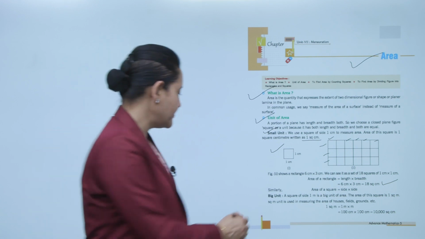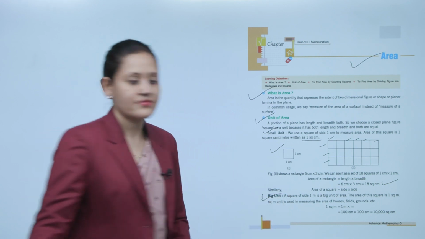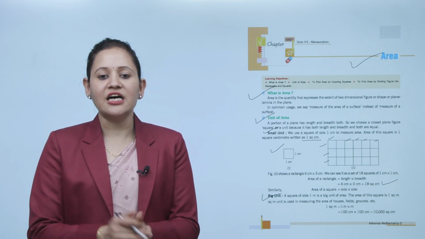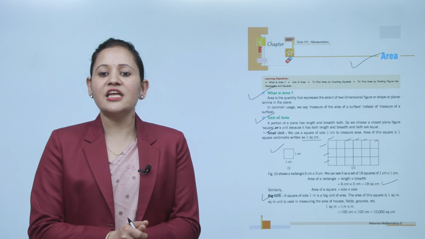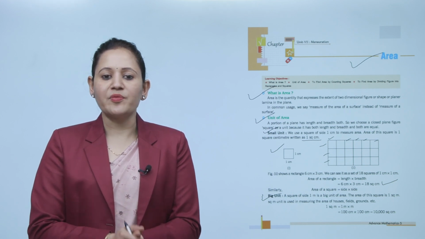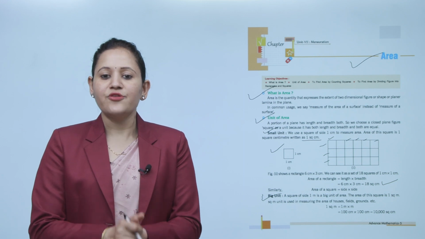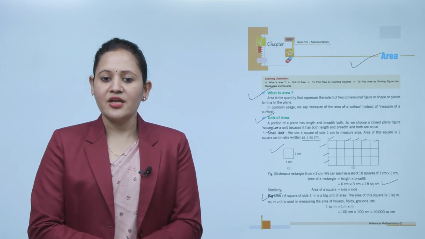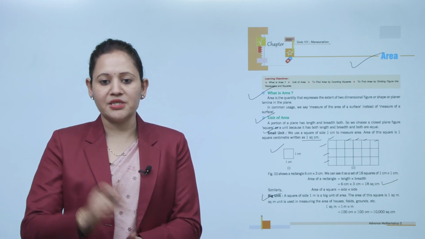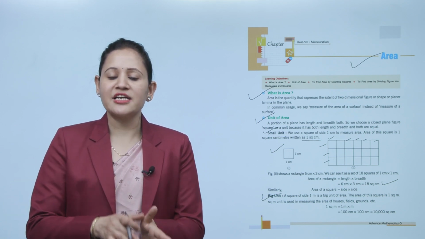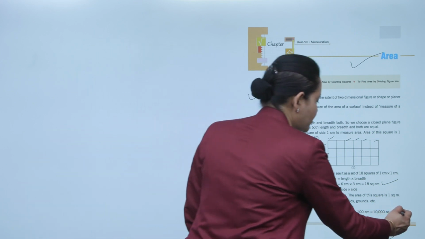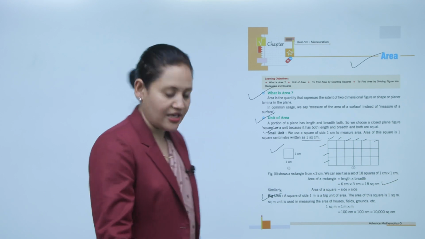Bigger units. A square of side 1 meter is a big unit of area. The area of the square is 1 square meter. Unit is used for measuring the area of houses, fields, ground, etc. 1 square meter is equal to 1 meter multiplied by 1 meter, that is equal to 100 centimeter into 100 centimeter, that is equal to 10,000 square centimeter. Clear?